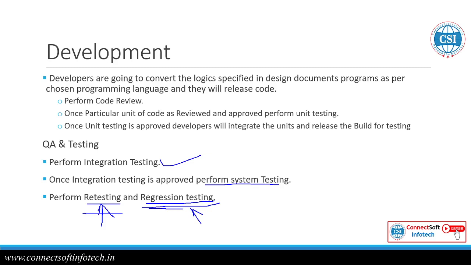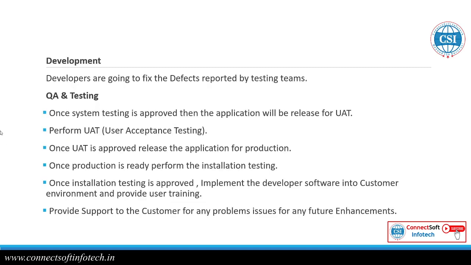As a QA engineer, daily we have to do retesting and regression testing. The development team, the developers, are going to fix the defects reported by the testing team. Developers write the code, then deploy to the tester. Testers do the retesting and regression testing, and once they find a defect, it is assigned to the developer, and the developer is going to fix the defect.